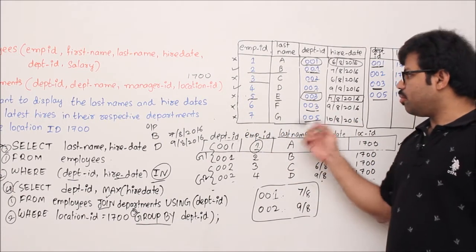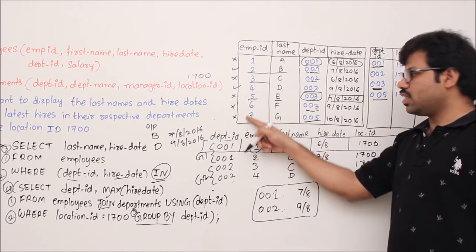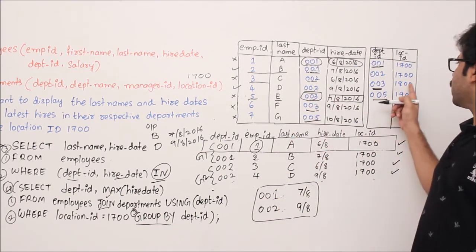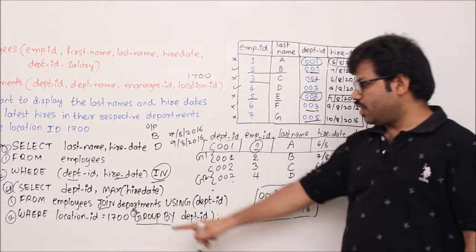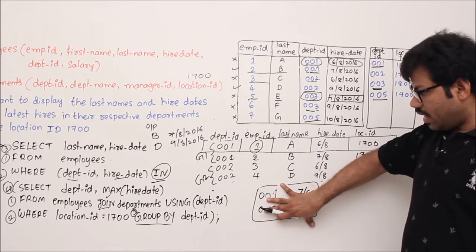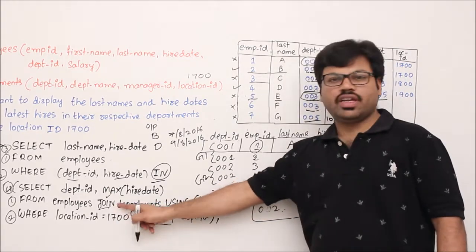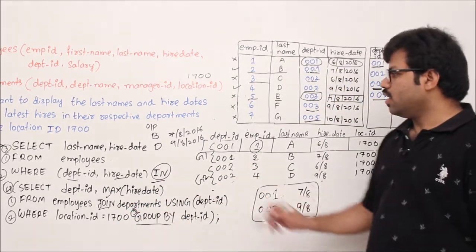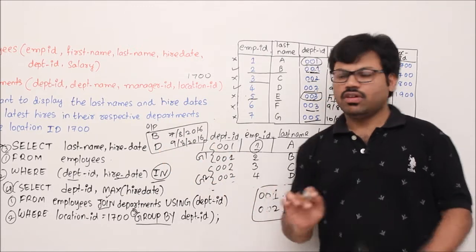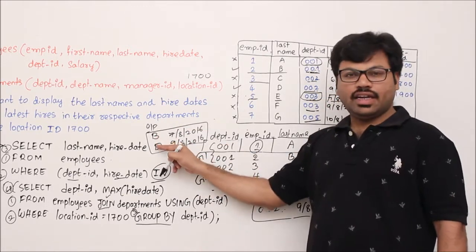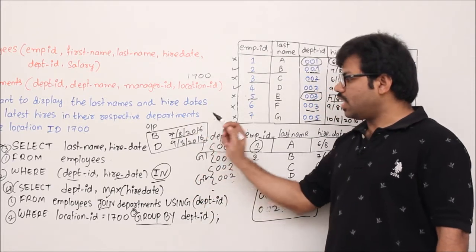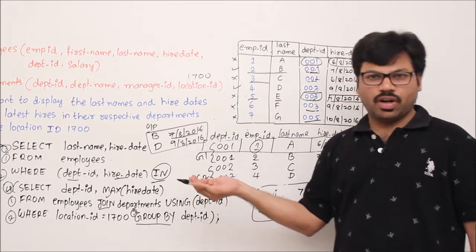So just think about the reason why these are all rejected: they are departments which are not in this 1700 location ID, because we have taken only department IDs which are in 1700 because of this subquery. That's why finally I can say that these people. So let's try to understand the output of the final query. B and D are the names of the employees who are definitely the latest hires in their corresponding departments, correct?